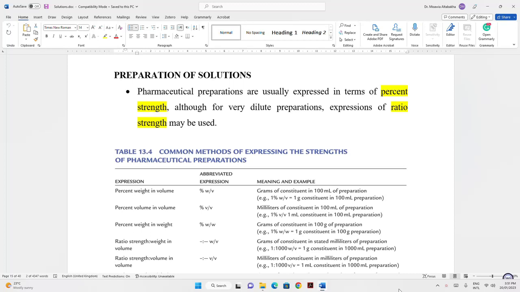In part 2 of solutions, we're going to talk about how to express concentrations for solutions, and then we'll take examples of solutions that are administered orally. To start with, the concentrations of solutions can be expressed in different ways. There are many ways to express concentrations, and you should be familiar with these ways.